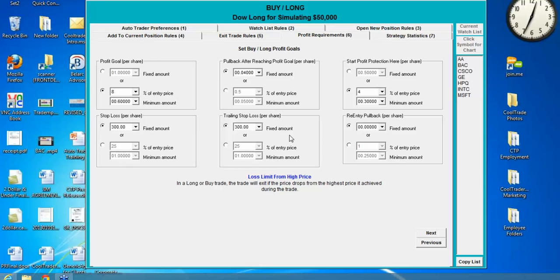So what this one is, in a long or buy trade, the trade will exit if the price drops from the highest price it achieved during the trade. So that's another feature that can be used, and you can set that for whatever you want, but just another feature designed to take money.